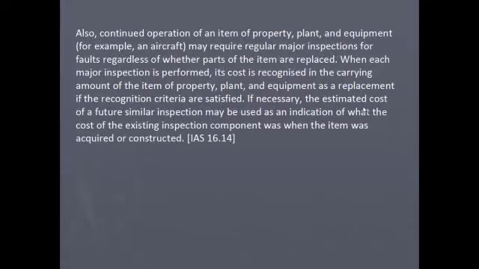Also, continued operation of an item of property, plant and equipment, for example an aircraft, may require regular major inspection for faults regardless of whether parts of the item are replaced. When each major inspection is performed, its cost is recognized in the carrying amount of the item of property, plant and equipment as a replacement if the recognition criteria are satisfied. If necessary, the estimated cost of a future similar inspection may be used as an indication of what the cost of the existing inspection component was when the item was acquired or constructed.